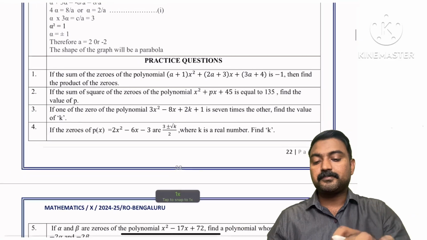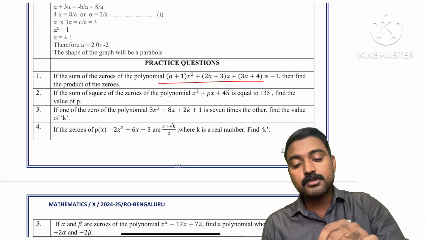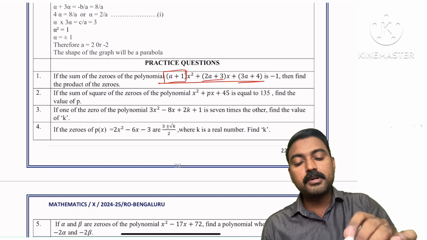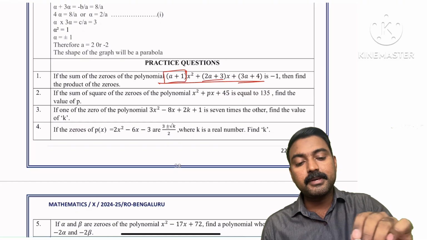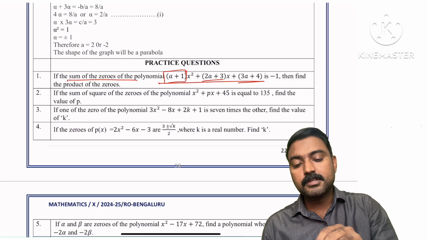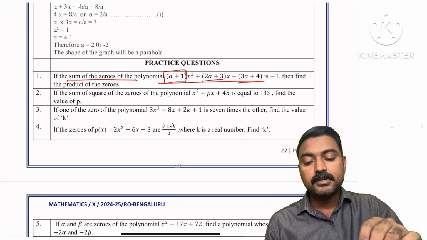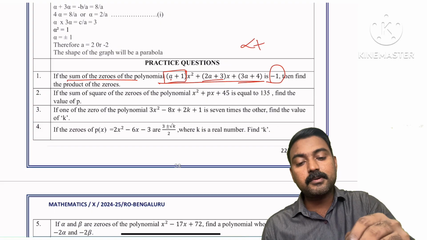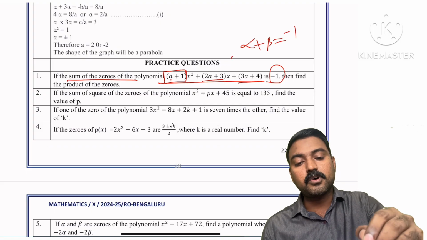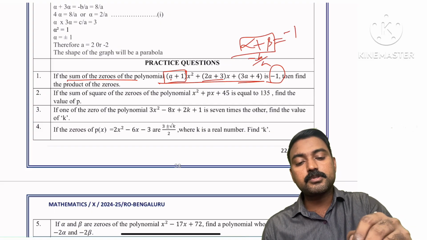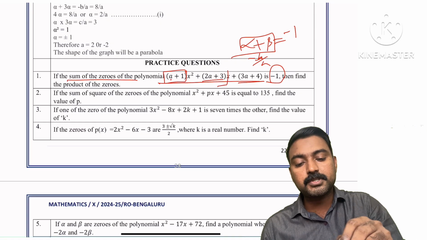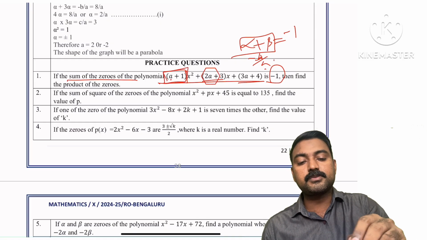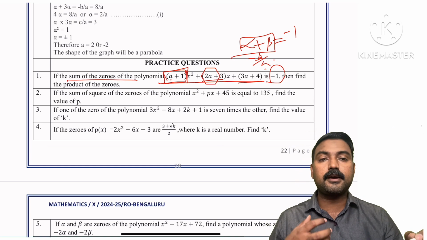So mainly from these practice questions we understood how the unknown terms, like a plus 1, can be found. It will be given that the sum of the zeros of this polynomial is minus 1, that means alpha plus beta is minus 1. Instead of alpha plus beta, we can use minus b by a. Minus b means the coefficient of x, that is 2a plus 3, and a means a plus 1. This we can insert here and solve it. You may get the answer.